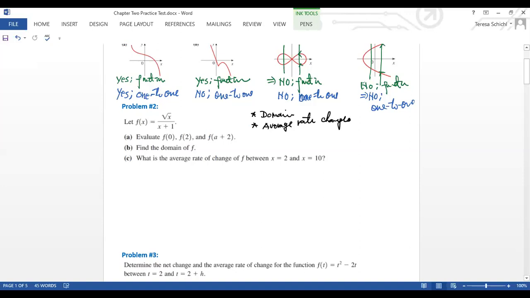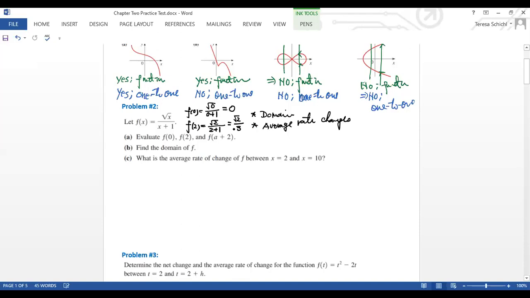Okay, so let's take a look here. f of 0 means you plug 0 in here. So f of 0 will be the square root of 0, over 0 plus 1. So it's 0 over 1, which is 0. How about f of 2 here? F of 2 means the square root of 2, over 2 plus 1. So what is the answer? Square root of 2 over 3.